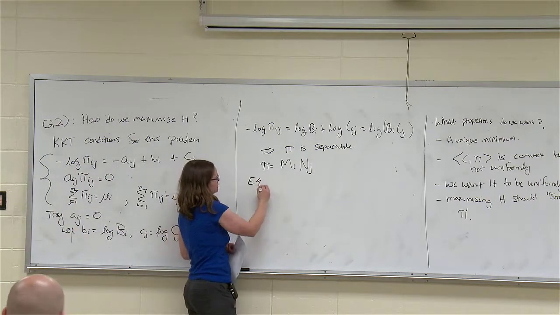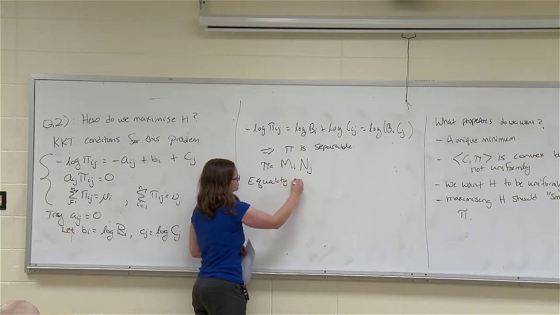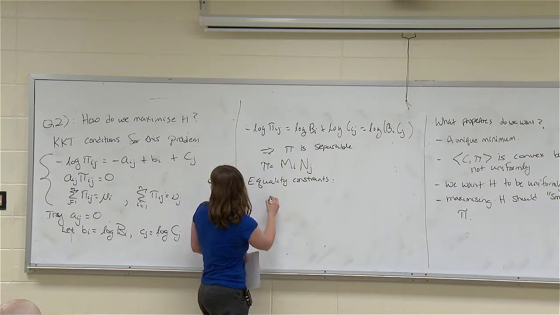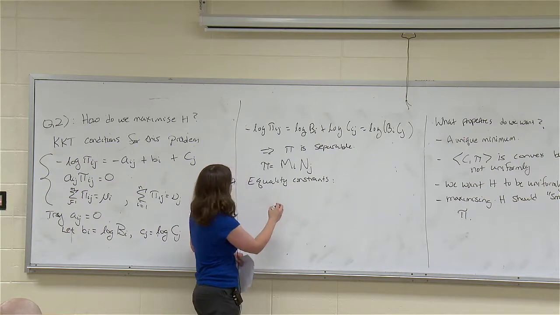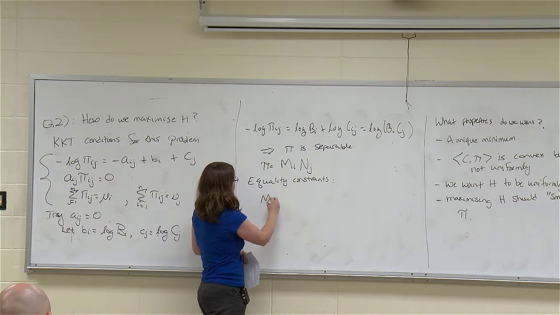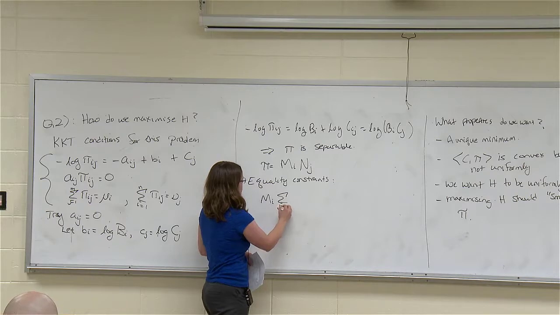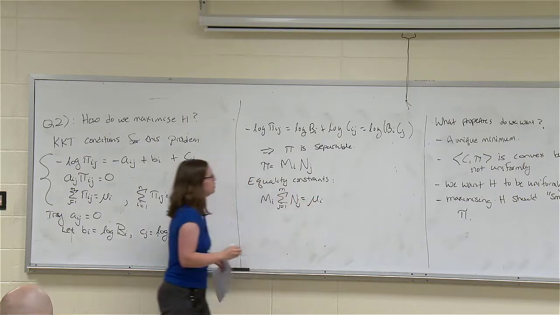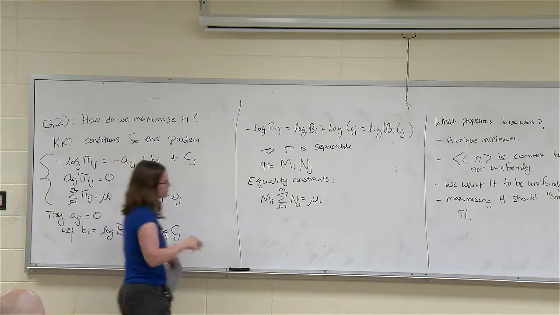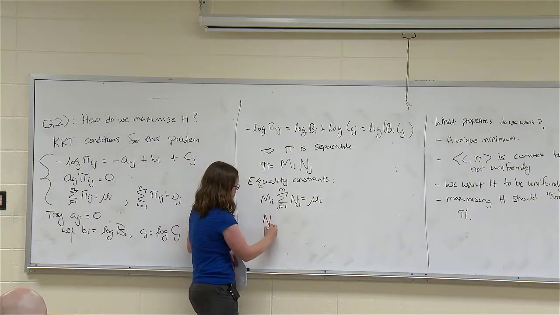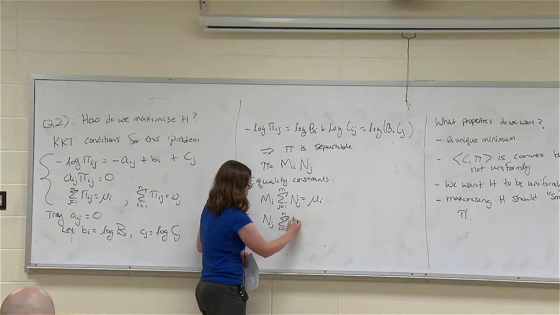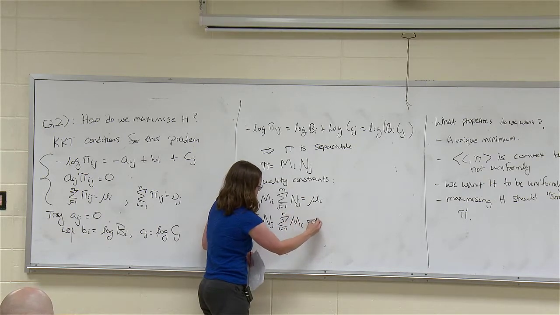So what do the equality constraints say? They say that if I add up all the j's, so if I let mi and add up all the j's, I should get mu i. And if I go the other way, add up all the i's, I should get nu j.